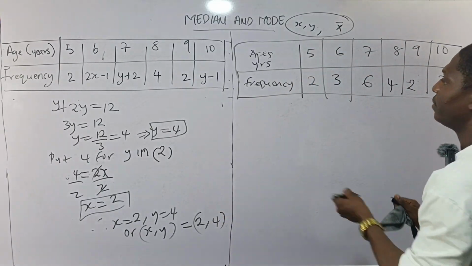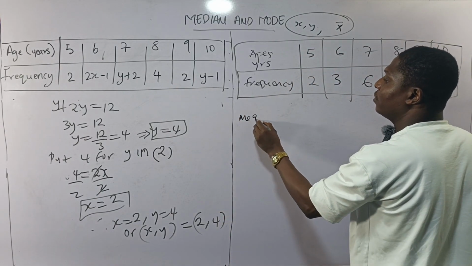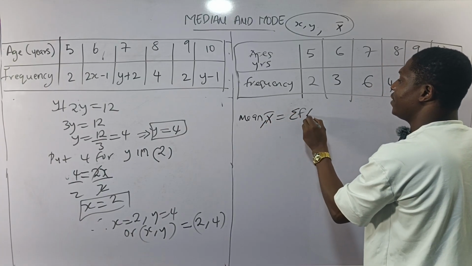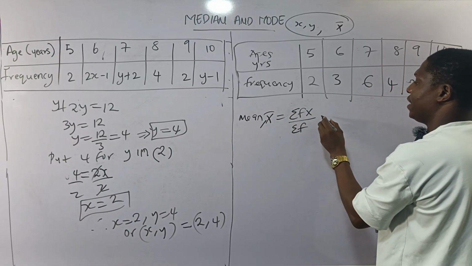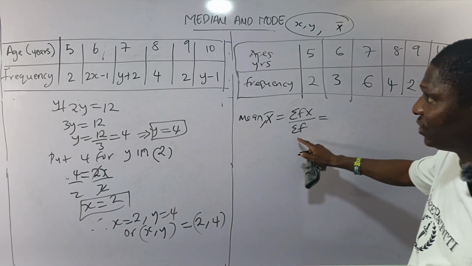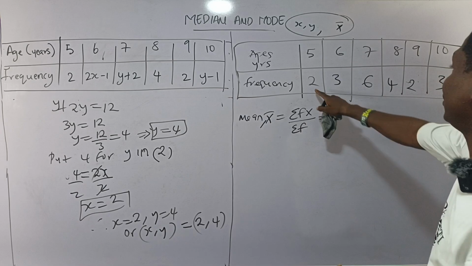Now to get my mean, which is s bar, is equal to summation fx all over summation what? F. Remember our summation f. Summation f is the total frequency, which is what? 20 given, which is the addition of all this.